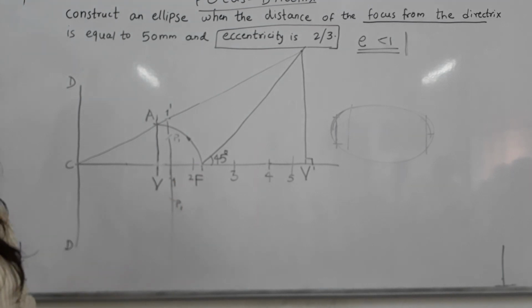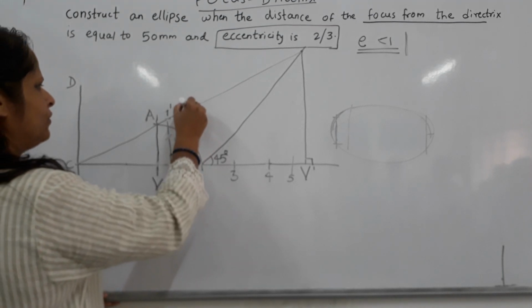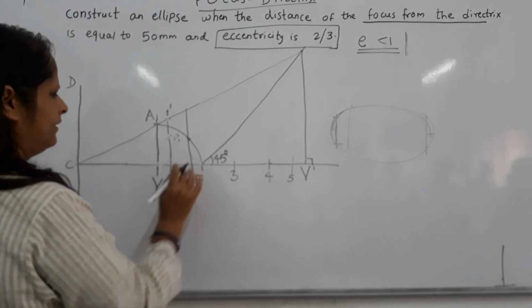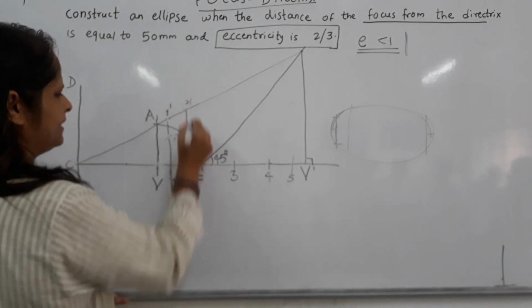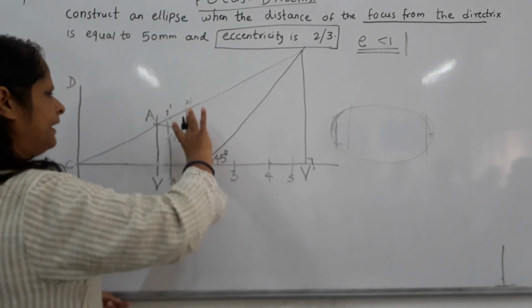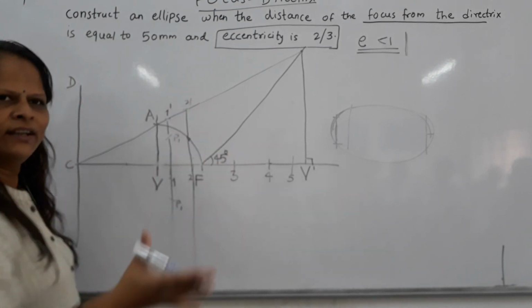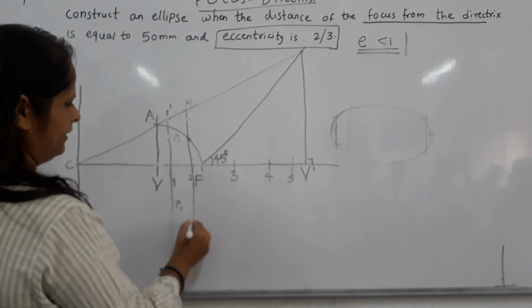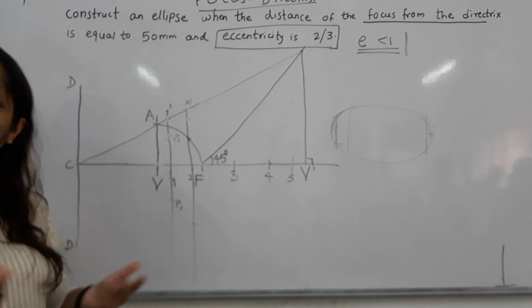Now what will we do from 2? From 2 also we will draw a line on both the sides. Okay? Then we will mark the distance 2 dash. Then what will we do? Who will tell? Take the distance 2 to 2 dash in the rounder. Keep the rounder on F and cut the arc on the same line, and you will get the arc.